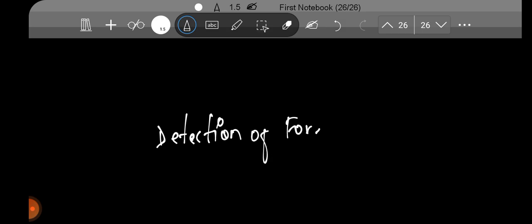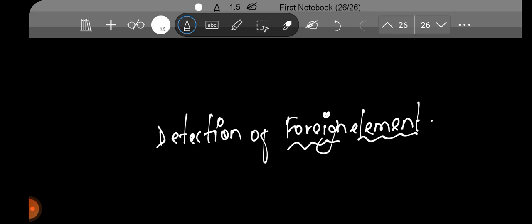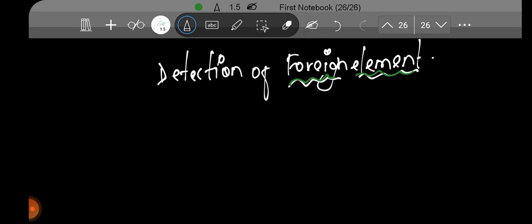Today's lecture will be dealing with the topic of detection of foreign element. How can we detect foreign element? The topic is how can we detect foreign element in what? In organic compound. Suppose, let us suppose this X is one organic compound.